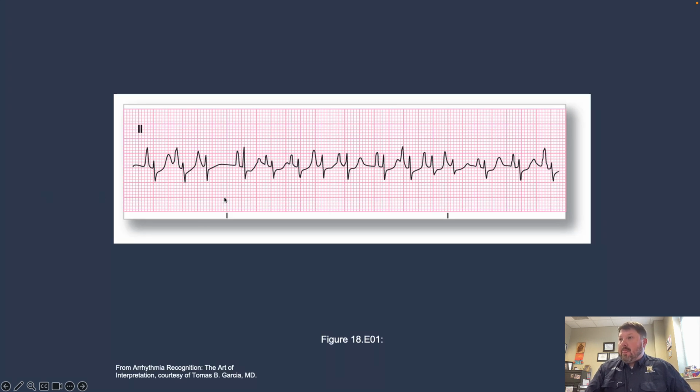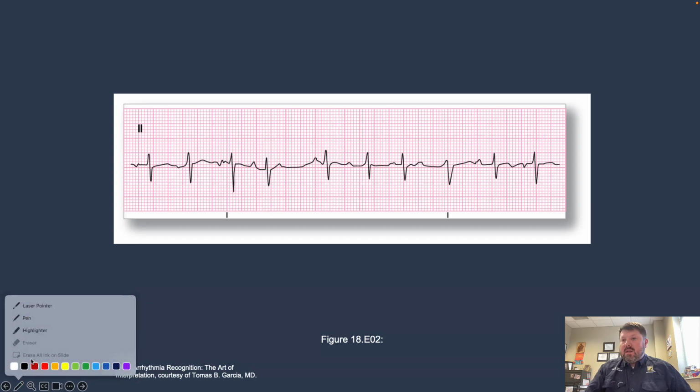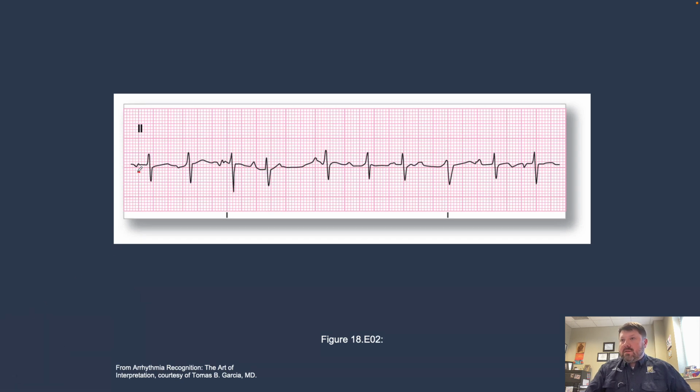Same thing here. You notice that these P waves, they all look very weird. They don't look like a sinus P wave because they're not. They're coming from a different area within the atria. This one as well, you can see the different P waves, and you'll even notice that you've got different PR intervals. And if you notice, it is very irregular.